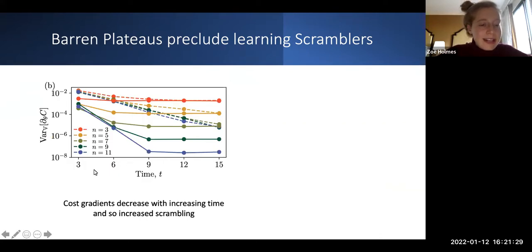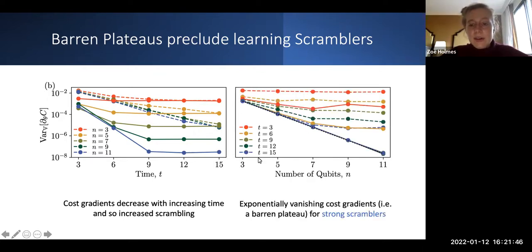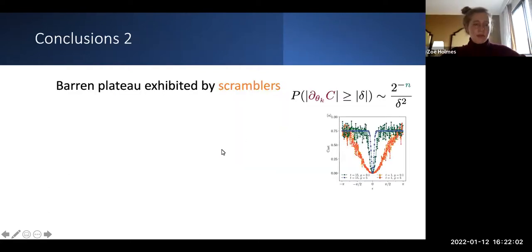Another way of seeing this is, here we plot the variance in the partial derivative of the cost as a function of the scrambling time. And what you indeed see is that over time, as your unitary becomes more scrambling, the observed cost gradients decrease. And indeed for a highly scrambling unitary, so for large T, the variance in the partial derivative of your cost vanishes exponentially, as predicted by our analytic results.